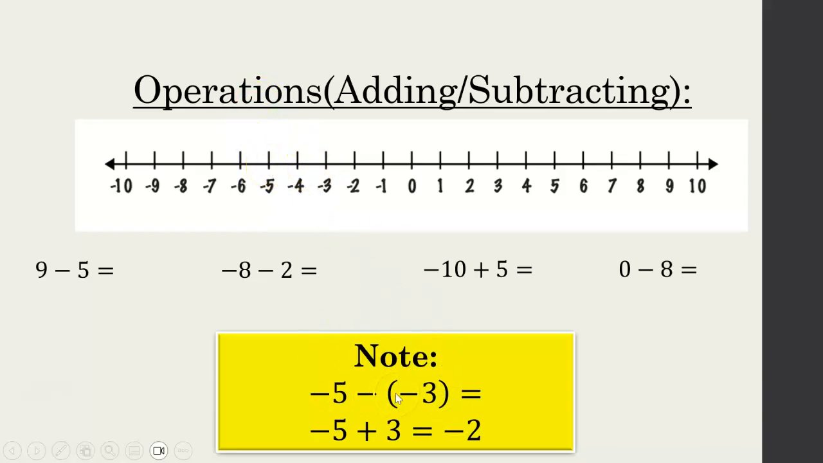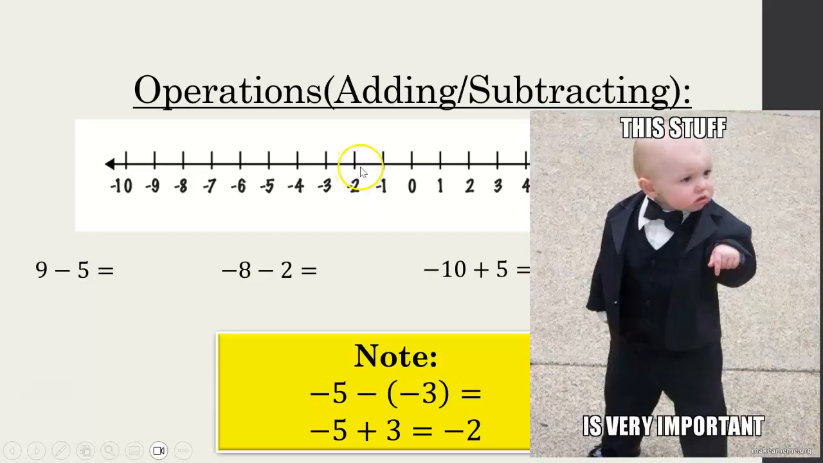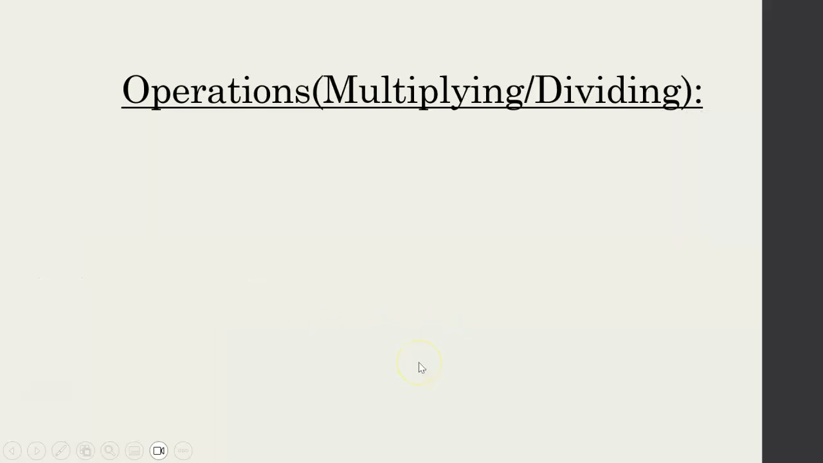So minus, that's just going to be a plus. So let's say minus 5 plus 3. Well, we can do that. So it'll be just minus 5 and go across 3. So it'll be minus 2. Very important. Remember this. This comes up all the time and people make mistakes on it.